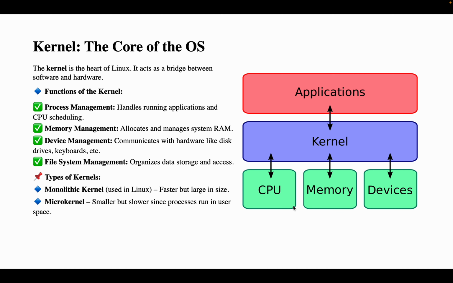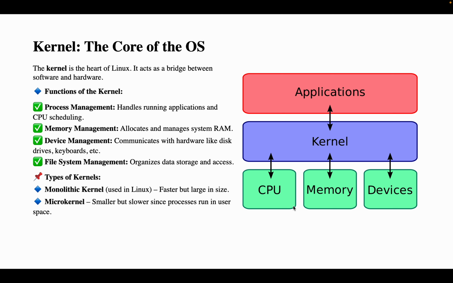Coming to the kernel, which is the core of the OS, the kernel is the heart of Linux. It acts as a bridge between software and hardware. Functions of the kernel are process management, memory management, device management, and file system management. The types of kernels are monolithic kernel and microkernel.